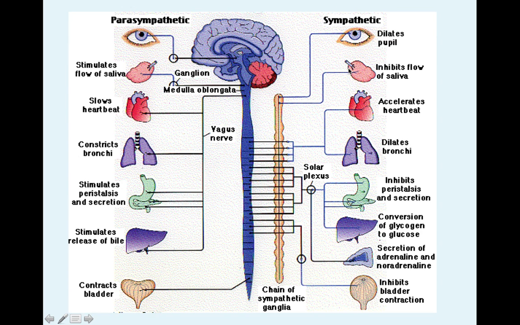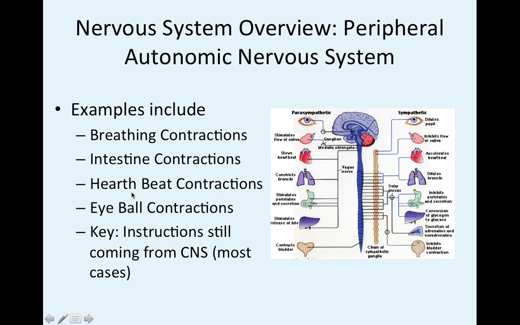So if you need to fight or flight, that's going to be your sympathetic, and all of these things are going to happen to you. And you should read over these. And if you don't need to fight, you need to relax again, like say you're about to go to sleep, all of these things are going to become activated. So examples of our autonomic nervous system include breathing, intestine contraction, heartbeat contractions, eyeball contractions. They're all coming from the CNS, but it's autonomic. You don't need to think about it; it will just happen.